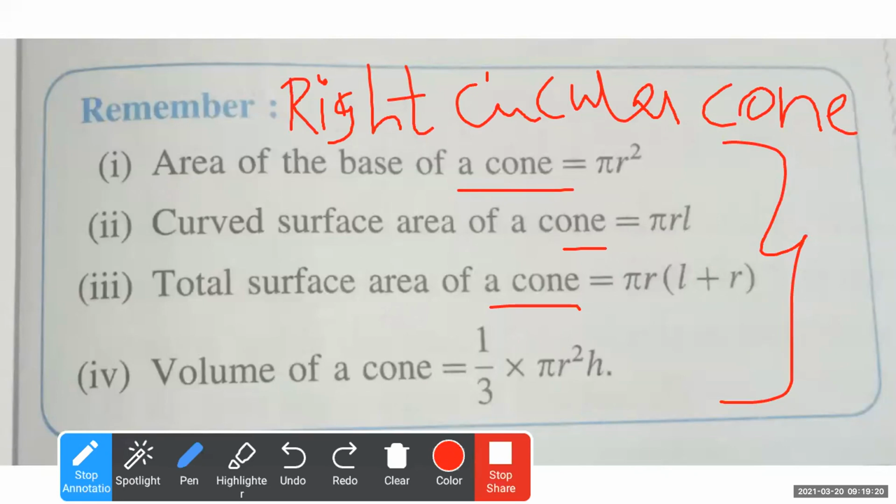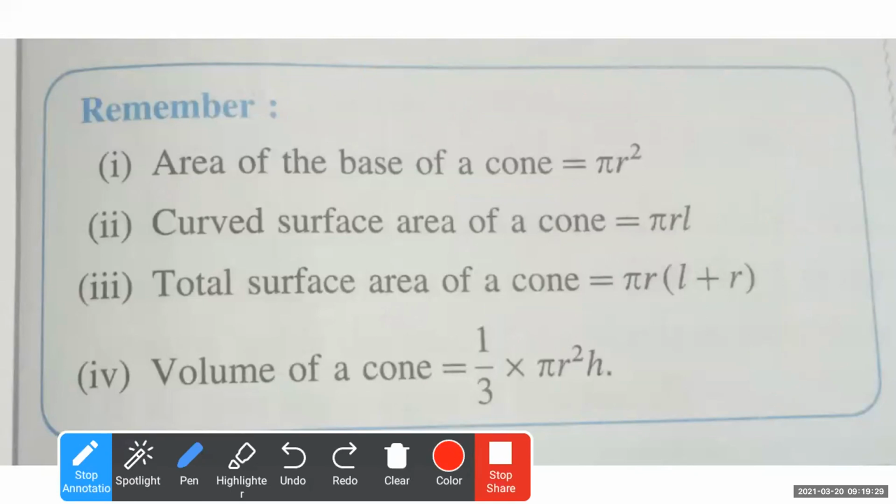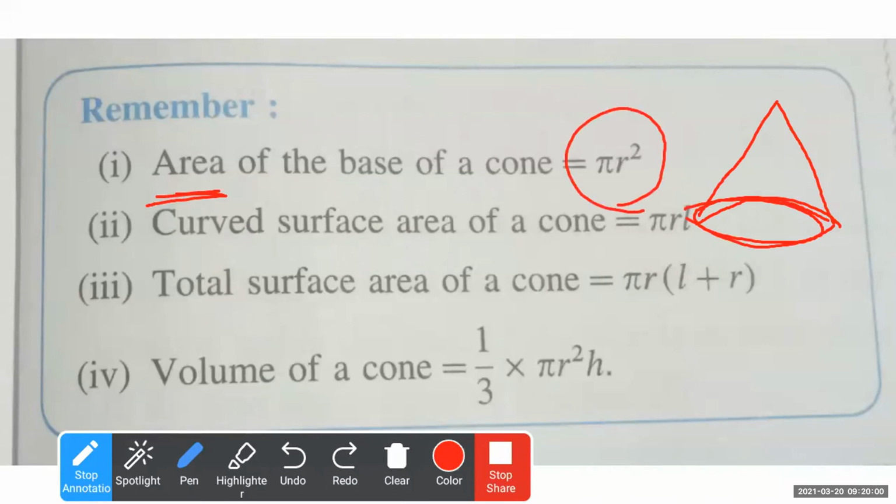So here are the formulas: area of the base of a cone. Now just imagine the cone. I will draw the diagram for you. This is a cone. So area of the base of a cone: this is the base, and students, all of you know that it is circular in shape. So the area of this circle, we know the formula, that is pi r square.